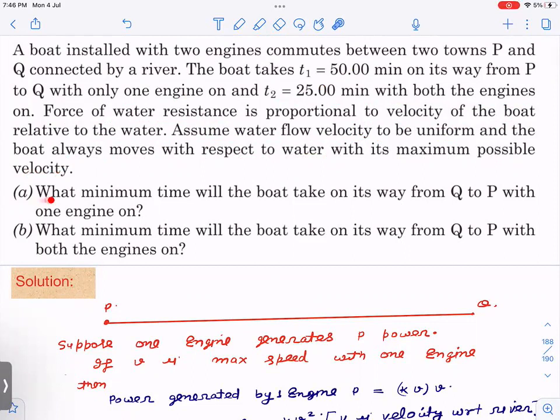We have to then find out what minimum time will the boat take on its way from Q to P, that means while returning, with one engine on. The same thing we have to find out with both the engines on, right? So I'm going to solve this. And once you have understood A part, you can solve B part by yourself. So I will solve only A part. So let us see first what all information is given.